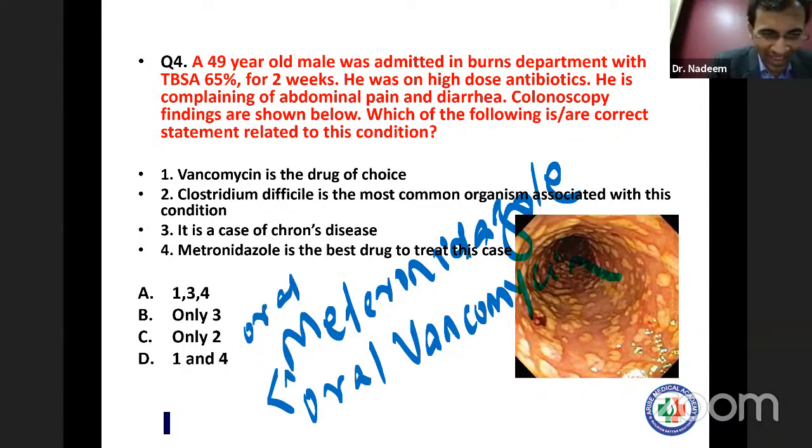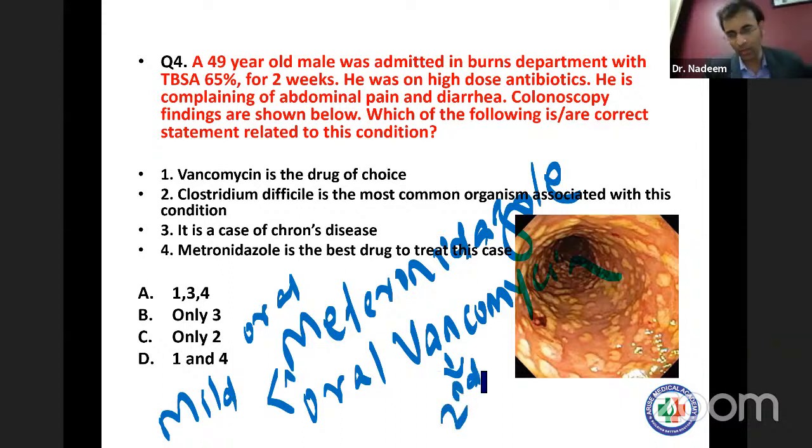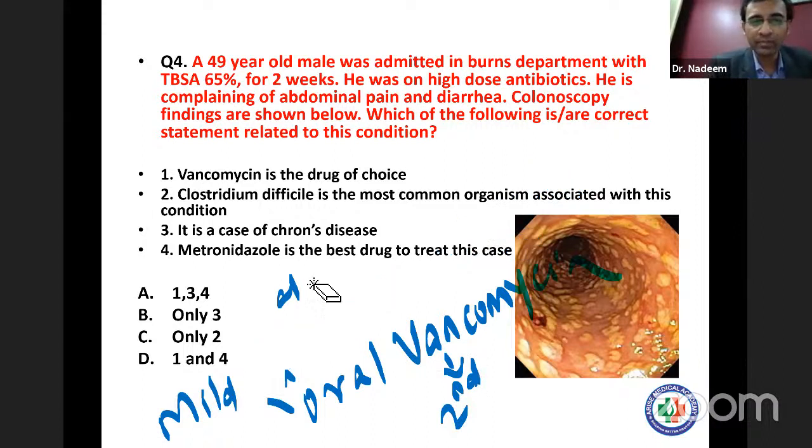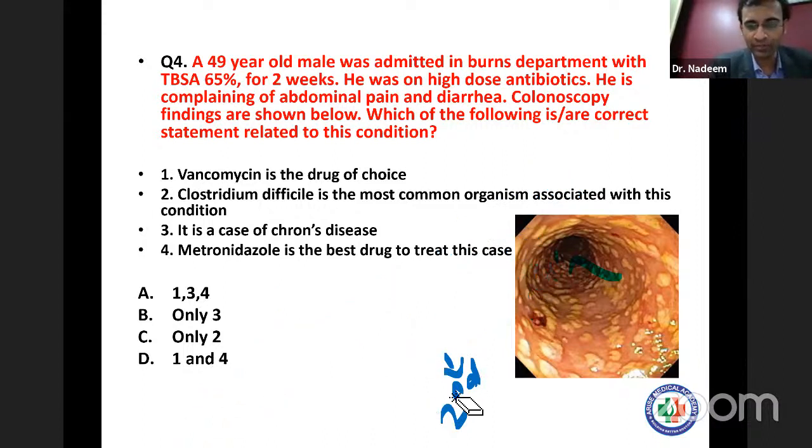So when I have a mild case, at that time I will give what? Oral metronidazole, or the second line drug is oral vancomycin. Fine. But suppose I have a severe case, then at that time I have to give what? IV metronidazole for the severe case.